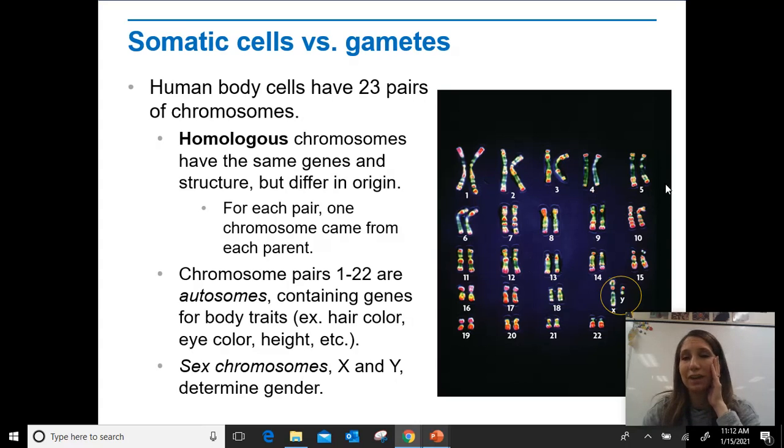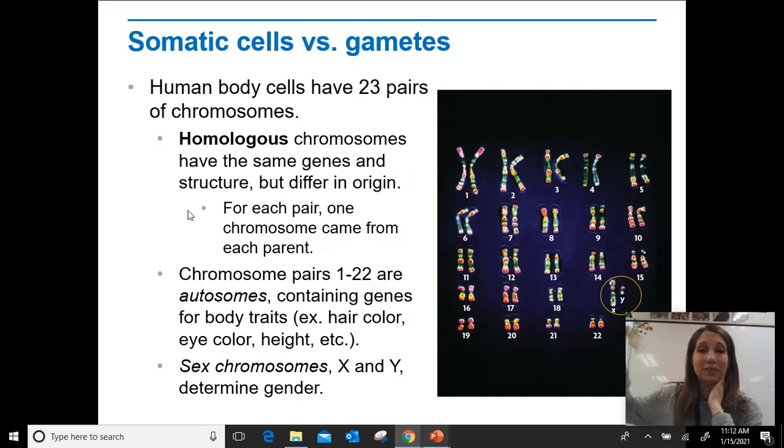Now, we don't know that for sure, right? And it would be hard to figure that out. But we can assume that that might be true to just understand what this diagram is showing us, all right? So we have 22 pairs, and these pairs are called homologous chromosomes, all right? Now, I'm saying 22 because these are the ones that we number. They came from two different places. They have the same genes. They have the same structure. But again, their origins are different.